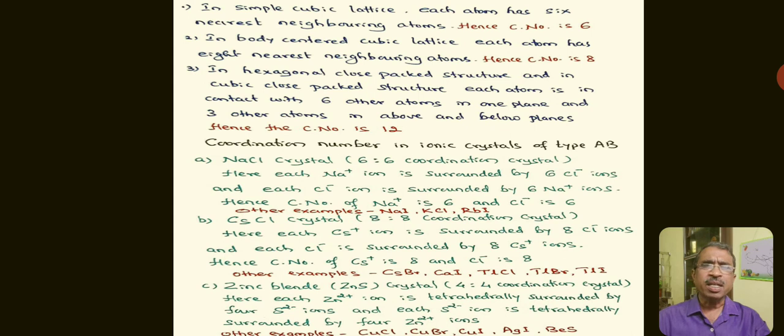The third category is known as zinc blende crystal. Zinc blende is nothing but zinc sulfide crystal where both have 4:4 coordination. Here each zinc 2+ ion is tetrahedrally surrounded by 4 sulfide ions and each sulfide ion is tetrahedrally surrounded by 4 zinc ions. The other examples of this type of zinc blende crystal are cuprous chloride, cuprous bromide, cuprous iodide, silver iodide, beryllium sulfide.